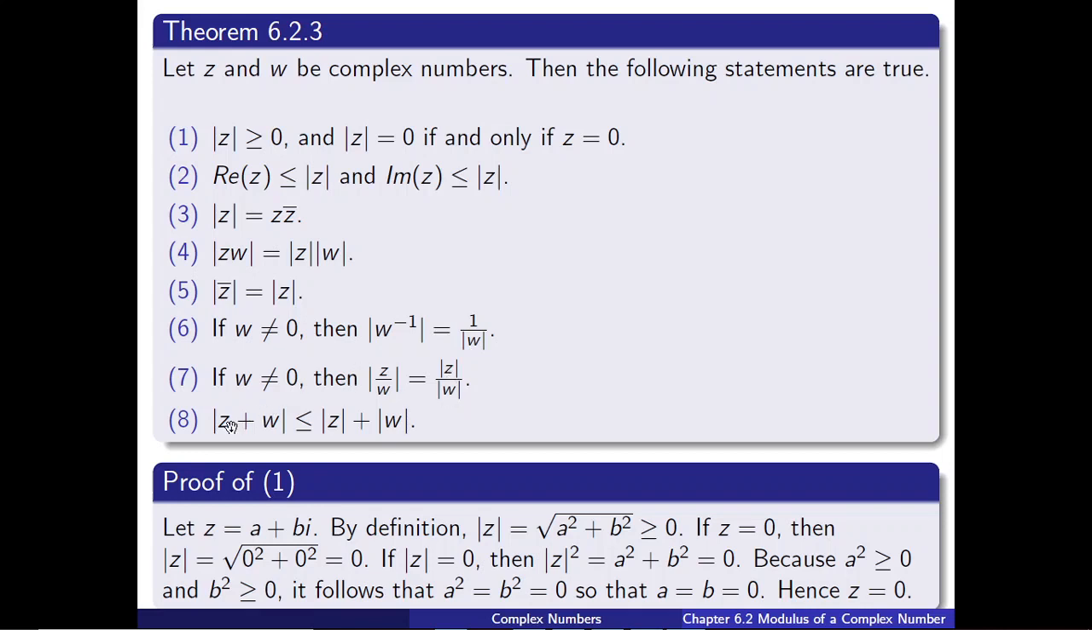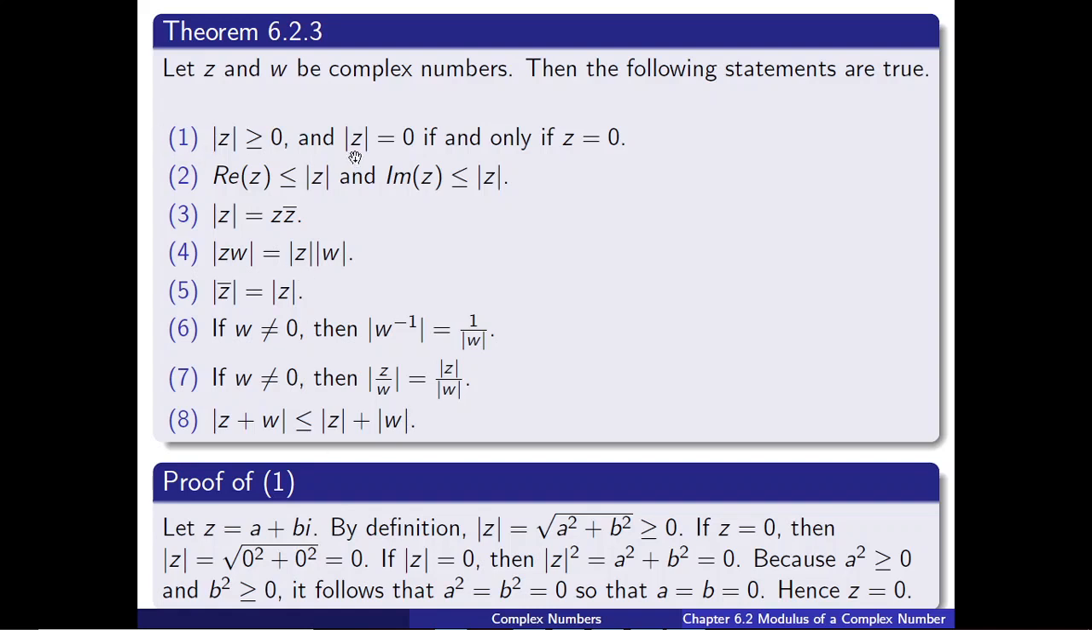And then lastly, we have got the triangle inequality, number 8. The modulus of z plus w is less than or equal to the modulus of z plus the modulus of w. So we're going to look at the proof of 1 and the proof of 8, and then the remaining will be left as exercises. So let z be equal to a plus bi.